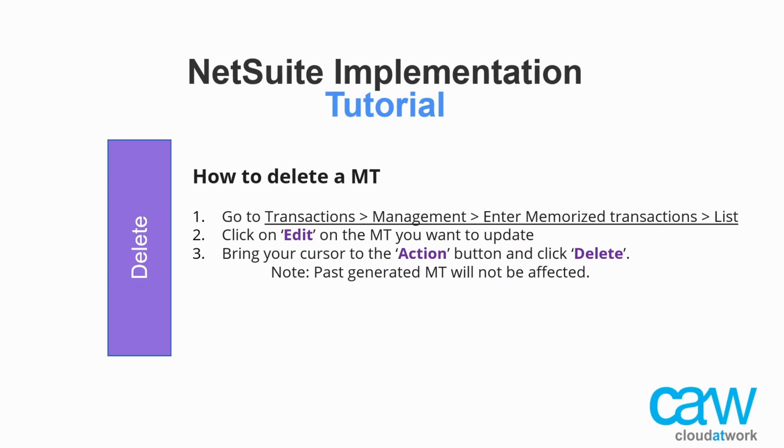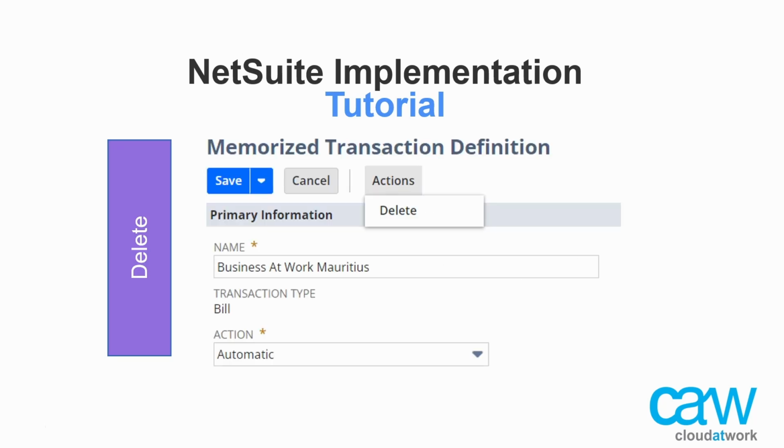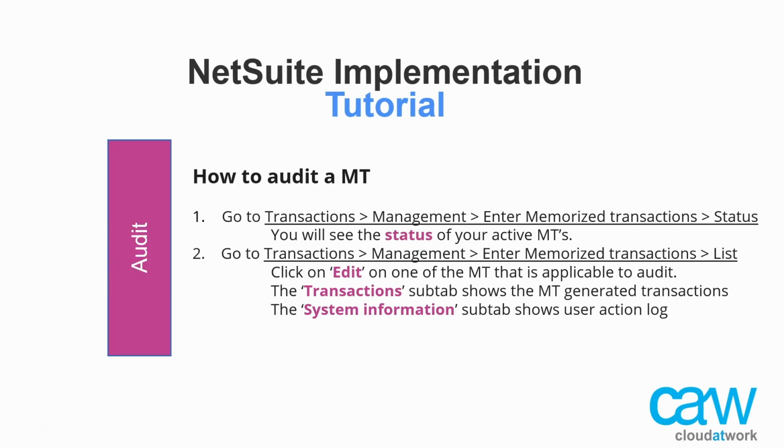Now, how do you delete a memorized transaction in case you need to? Again, you go to Transactions Management, Enter Memorized Transactions List, and then you click on Edit on the memorized transaction you want to delete, and then you just click on delete. So this is what it looks like. Once you're on the memorized transaction you want to delete, you move your mouse on actions and you click on delete. It's not going to delete the previously created transactions from this memorized transaction. It's just going to prevent the memorized transaction from creating new transactions.